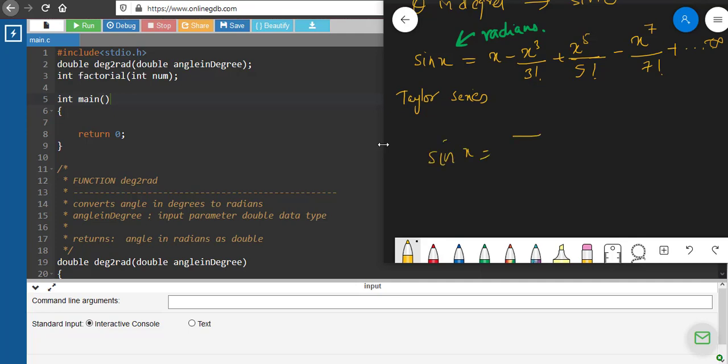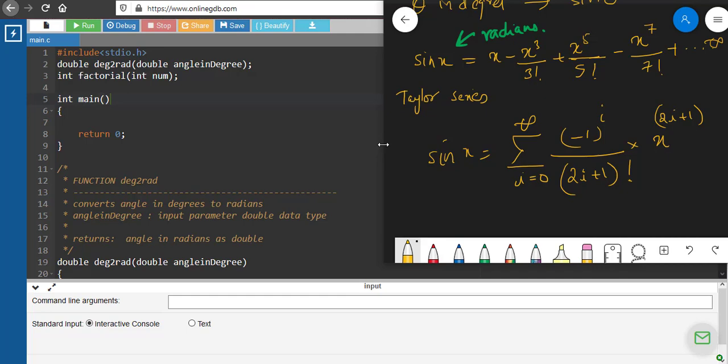Same equation, sum from i equal to 0 to infinity of minus 1 raised to i divided by (2i plus 1) factorial times x raised to 2i plus 1. Okay. So this is basically denoting the entire summation of certain numbers.